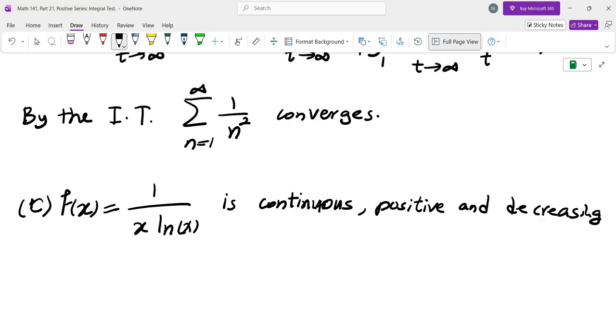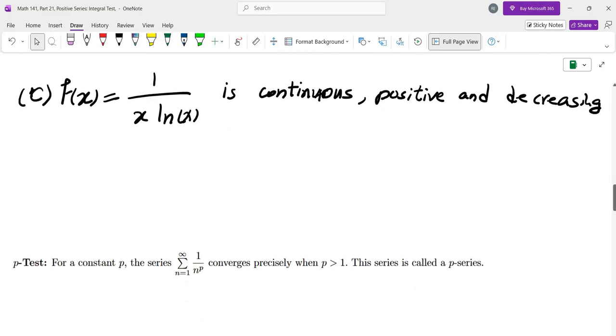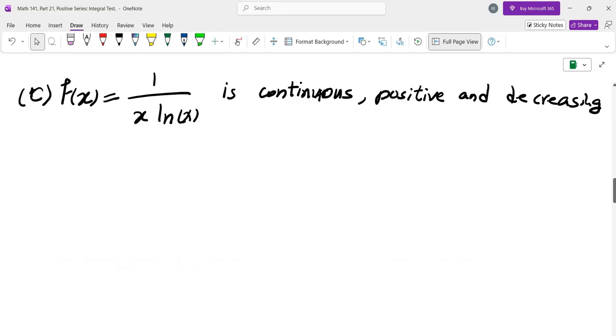because as x gets larger, natural log is also increasing. So as x gets larger, natural log and x are both increasing. So the denominator is increasing. So 1 over that is decreasing for x greater than or equal to 2. We have to avoid 1 because natural log of 1 is 0. We don't want a 0 at the bottom. Okay, so it satisfies these three conditions.